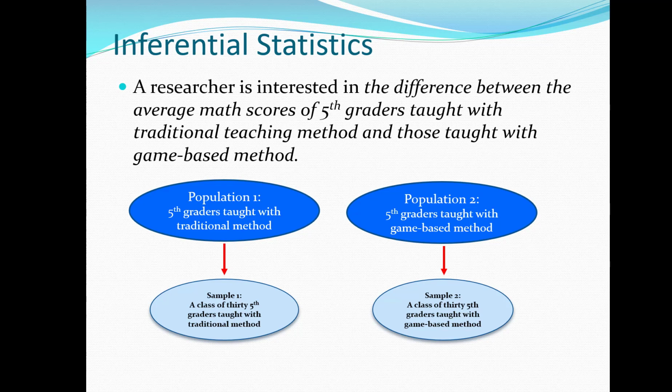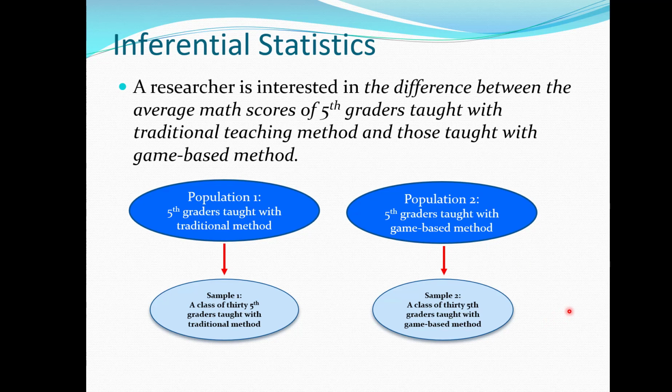Now the researcher wants to use the average math score calculated from sample 1 and the average math score calculated from sample 2. Use these two average math scores to draw a conclusion about the average math scores for population 1 and for population 2. In other words, the researcher is using what is known from sample 1 and from sample 2 to draw a conclusion or to make inferences about what is unknown about population 1 and population 2.